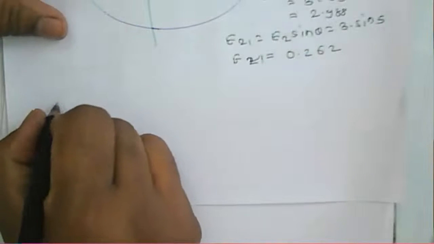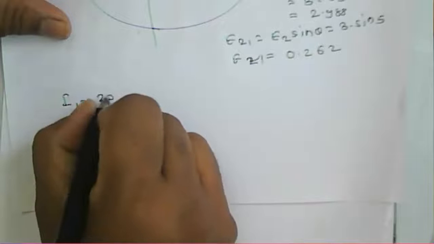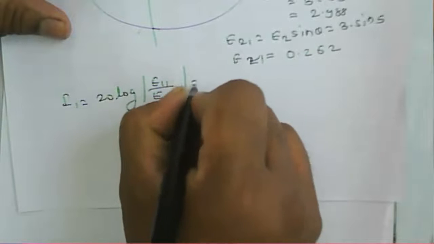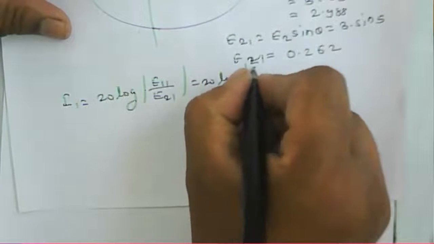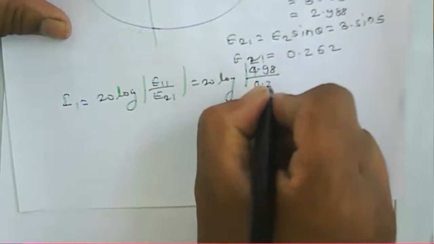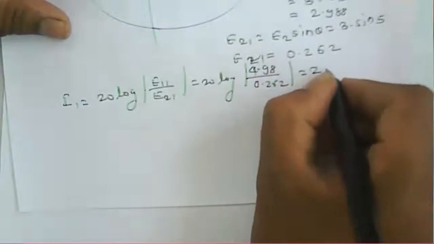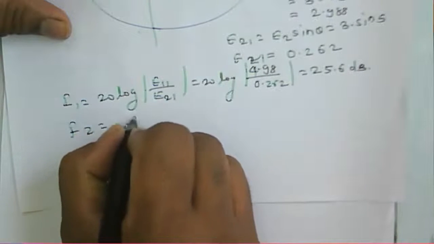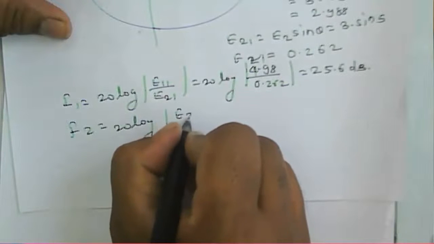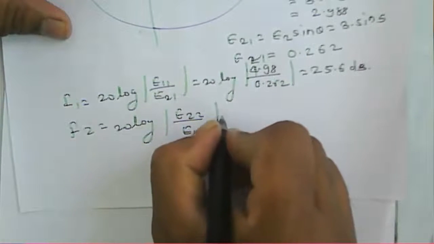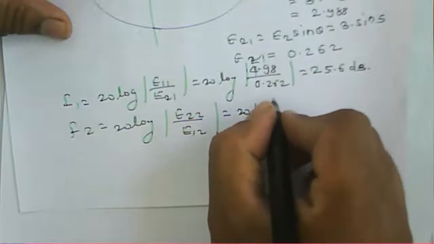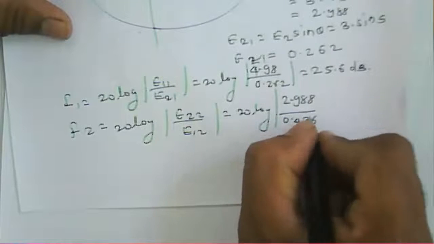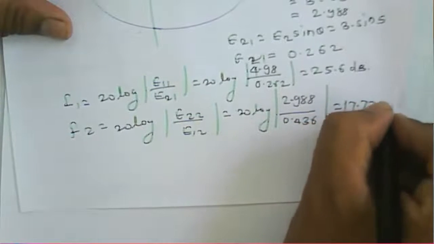Similarly, we can calculate the isolation. I1 is equal to 20 log of E11 by E21, which is 20 log of 4.98 divided by 0.262, equal to 25.6 dB. I2 is equal to 20 log of E22 divided by E12, which is 20 log of 2.988 divided by 0.436, equal to 17.72 dB.